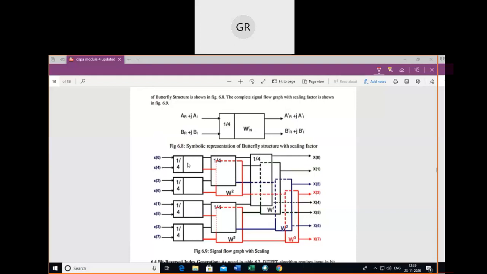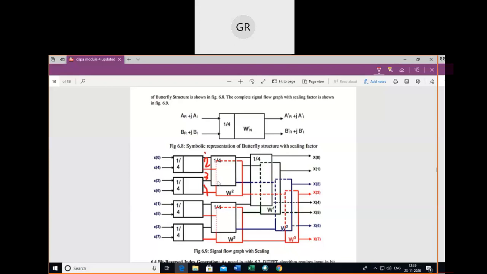Using x of 0 and x of 4, this is the first output. Okay, so the second output, third and fourth. Here the inputs are real and imaginary. The outputs also are real and imaginary. Okay, we stored the result as real and imaginary. Just remember, the inputs are in bit reverse order in this way.